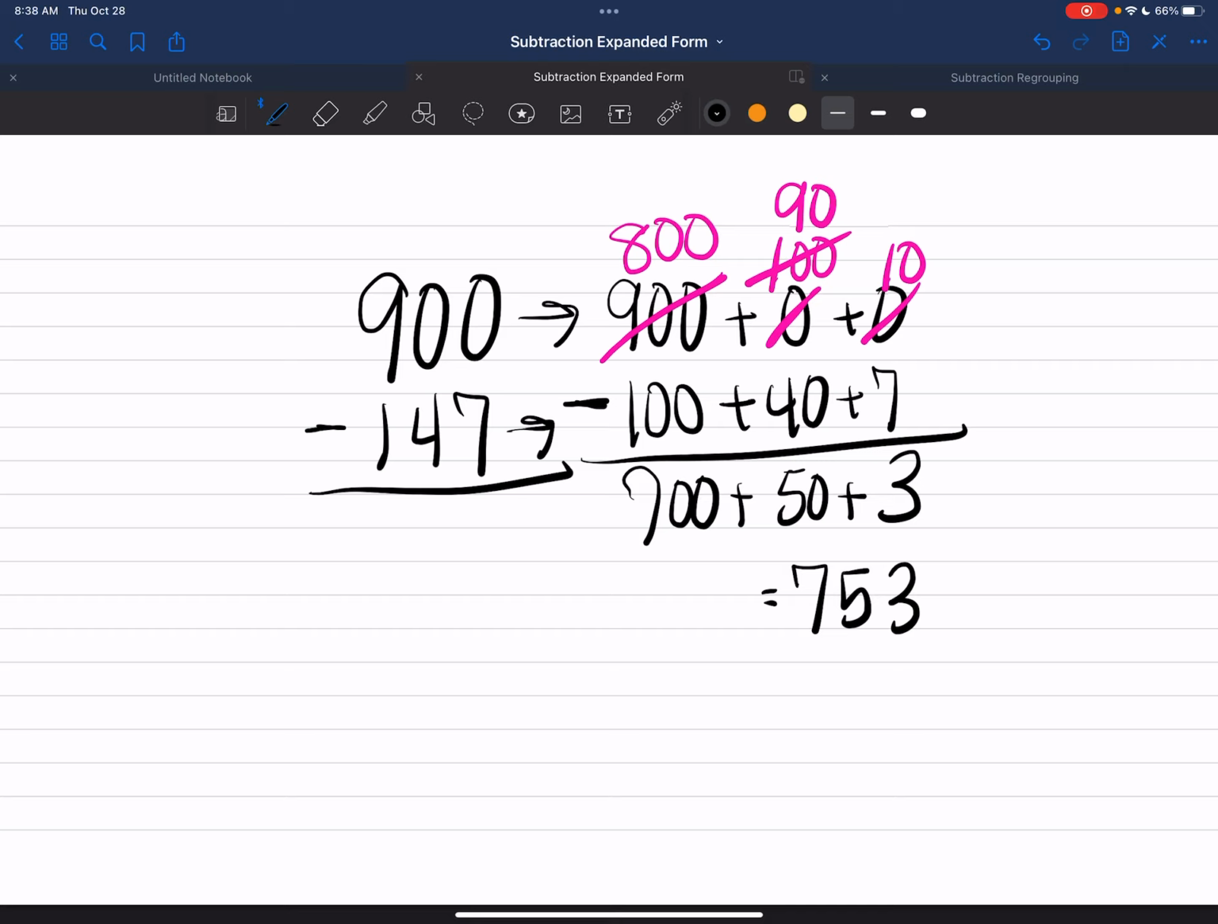This is all there is to expanded form. It focuses a lot on place value, and it helps students understand the concept of what's happening and why those digits become 9s or 10s when we're regrouping in standard form, which is where we are moving towards.